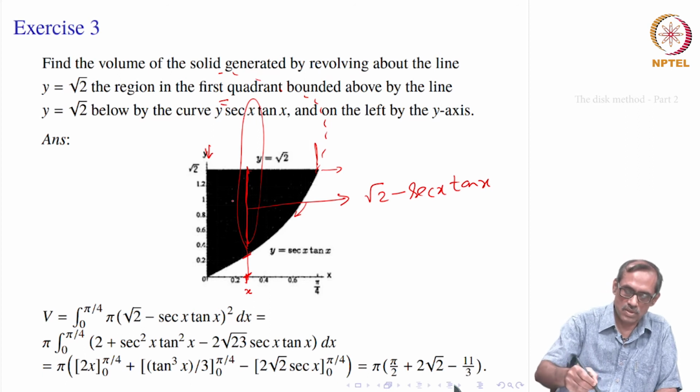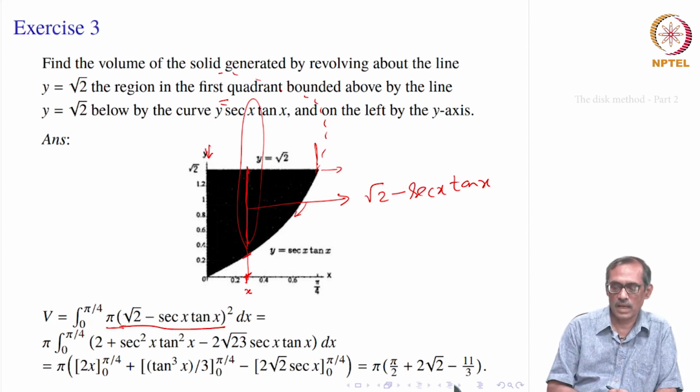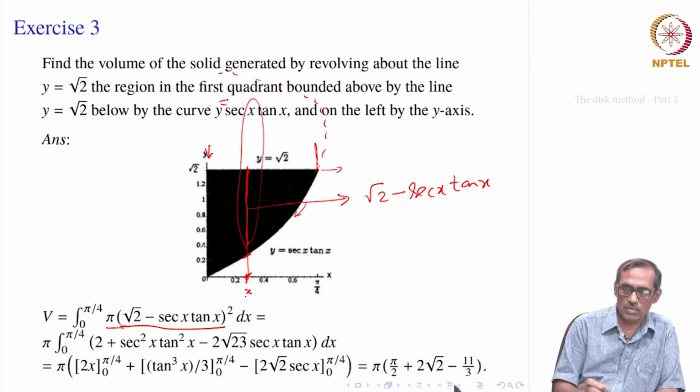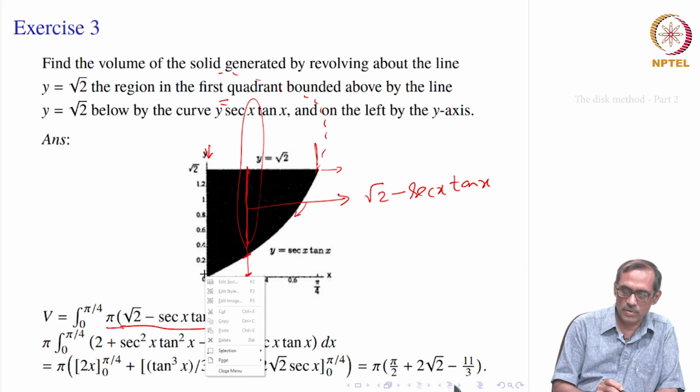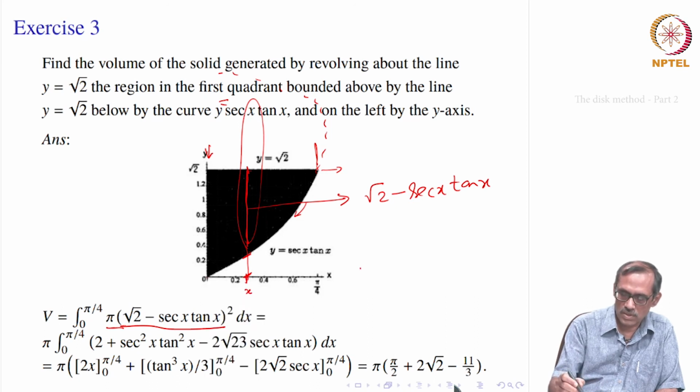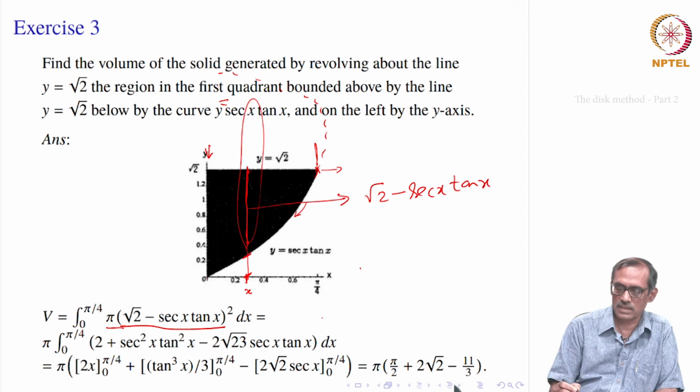So, we get this disc whose area is (root 2 minus secant x tan x) whole square times pi. Therefore, volume equals the integral from 0 to pi by 4. Why is it pi by 4? Because when y equals root 2, that is the intersection of the line y equals root 2 and the curve y equals secant x into tan x, which gives us x equal to pi by 4. You just write root 2 minus secant x tan x, so that gives you x equal to pi by 4, fine.